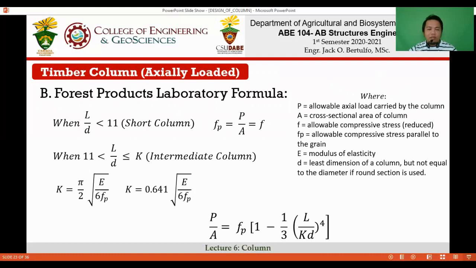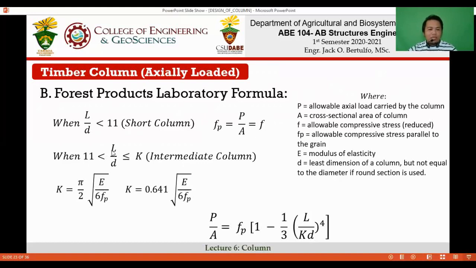problems are giving a modulus of elasticity, so we will use the Forest Products formula with that. Again, calculate the slenderness ratio. If the slenderness ratio is less than 11, then you can say that it is a short column. Then you will use the basic formula, that force over A is just equal to the compressive stress.